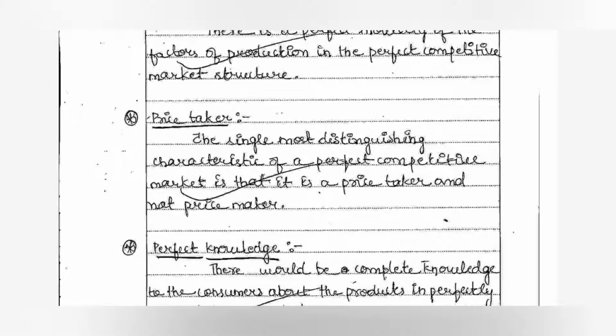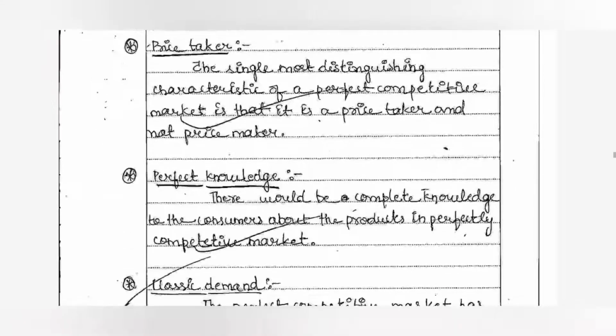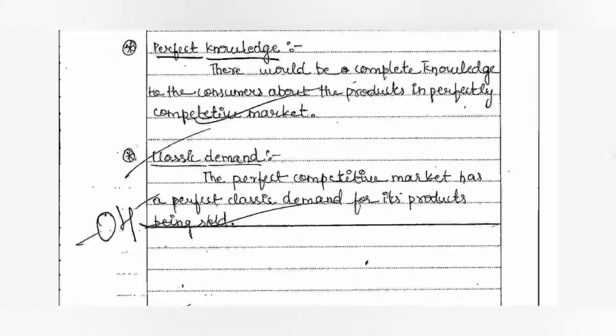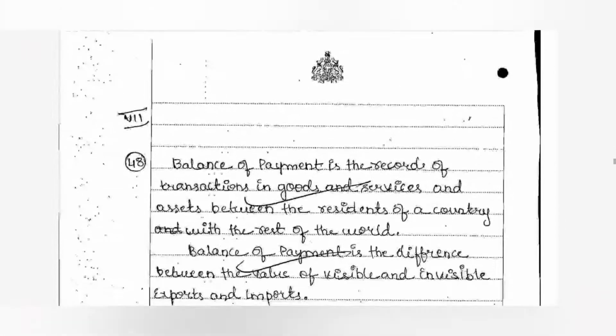So they are price takers. They are not price makers. The best feature is that they are price takers. The single most distinguishing characteristic of a competitive market is that they are price takers and not price makers, and the consumer will have good knowledge about the product and the price of the product, that is perfect knowledge. And then elastic demand. The perfectly competitive market has a perfectly elastic demand for its product to be sold.